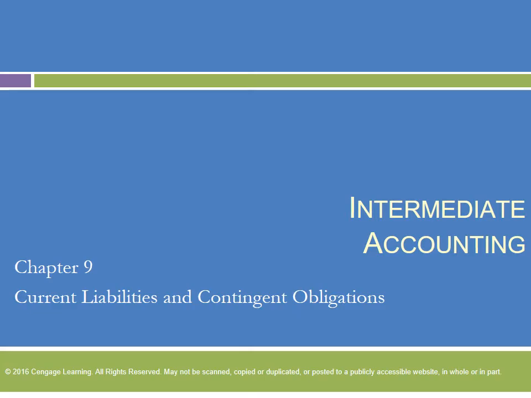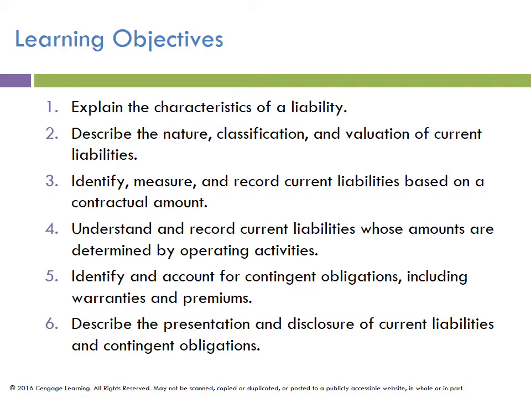In Chapter 9, we will be looking at current liabilities and contingent obligations. We'll be looking at the characteristics of a liability in detail, the nature, classification, and valuation of current liabilities. We'll identify, measure, and record current liabilities based on a contractual amount. Understand and record current liabilities where amounts are determined by operating activities.